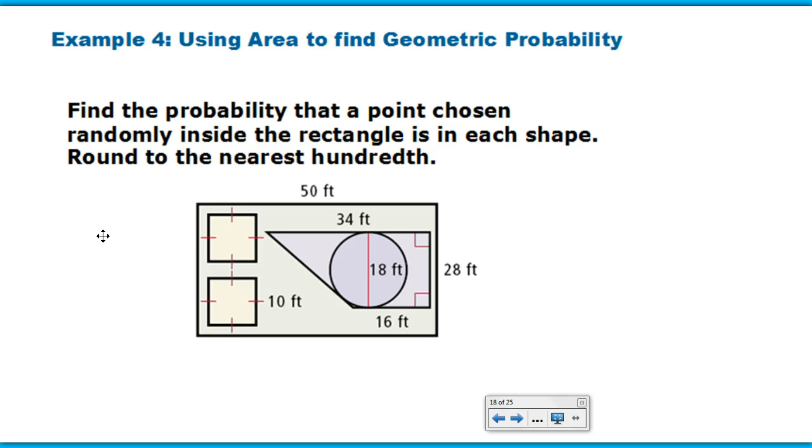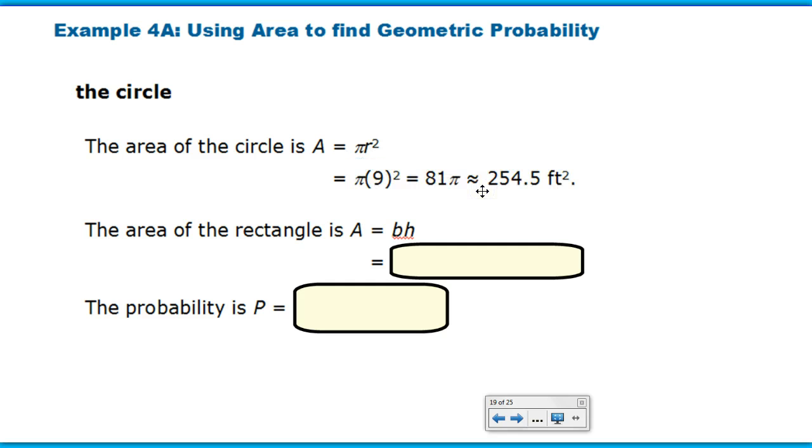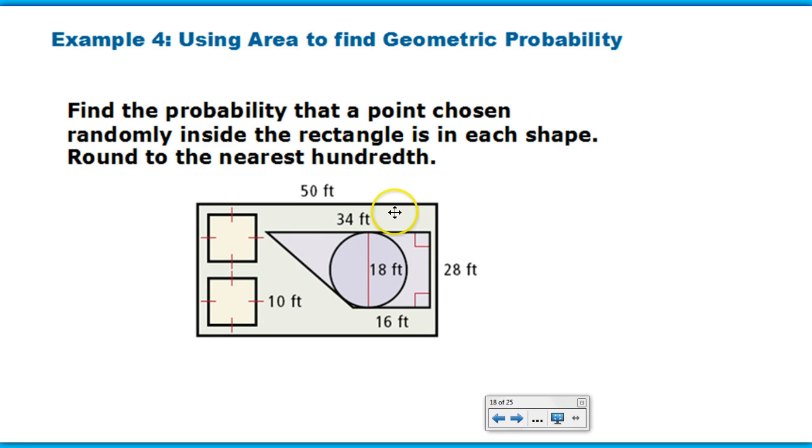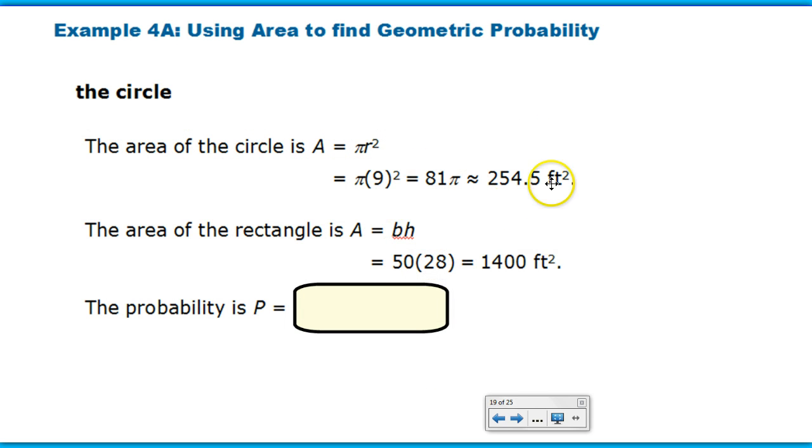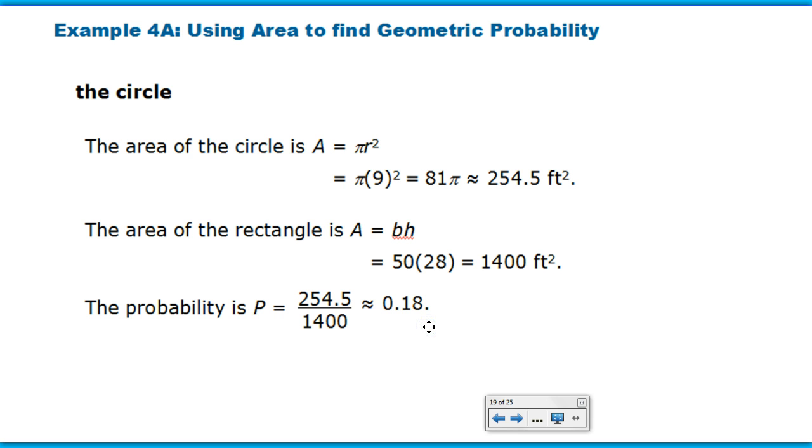Let's find the probability that a point chosen randomly inside this rectangle is in each shape, round to the nearest hundredth. Okay, starting with the circle. What is the probability that a point chosen randomly in this rectangular space is in the circle? So we simply find the area of the circle, right? And that's pi r squared. And the area of the rectangle, which is 50 by 28. So the points in the circle over the entire space gives us this probability, approximately 18/100ths.